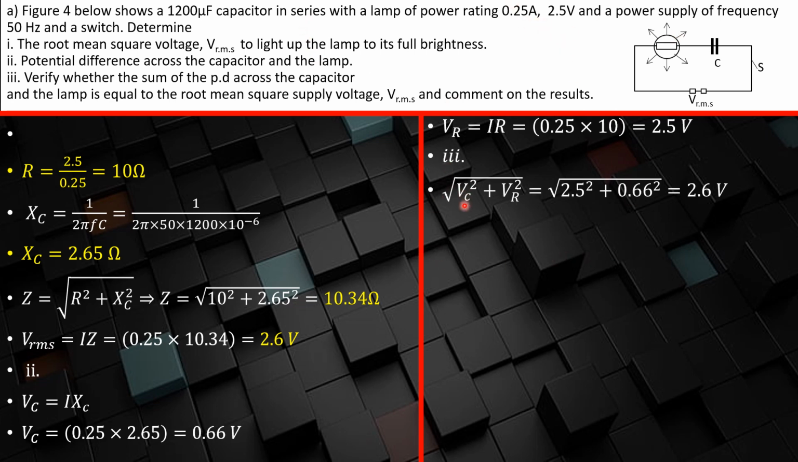So part 3 says verify whether the sum of the PD across the capacitor and the lamp is equal to the root mean square supply voltage and comment on the result. Well, in AC circuits, we sum voltages by, of course, using the Pythagorean theorem. So VC squared plus VR squared gives us this, and so that's 2.6 volts, which is equal to what? The root mean square voltage. And so you realize that the voltage across both is equal to the root mean square voltage.